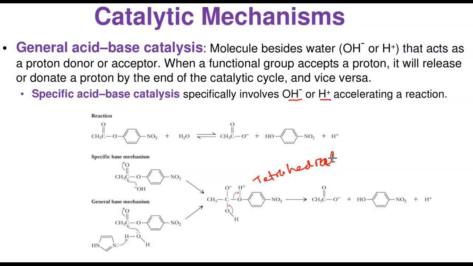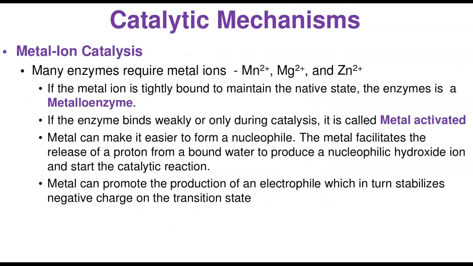So this is what we call general acid base catalysis. So general acid base is when another molecule apart from water is involved as an acid or a base, and when it is just water, we say it is specific acid base catalysis. And the third mechanism of action we're going to be looking at here is metal ion catalysis.